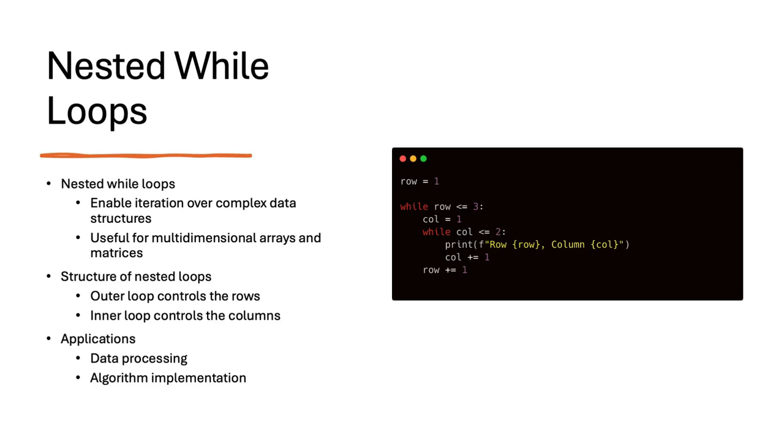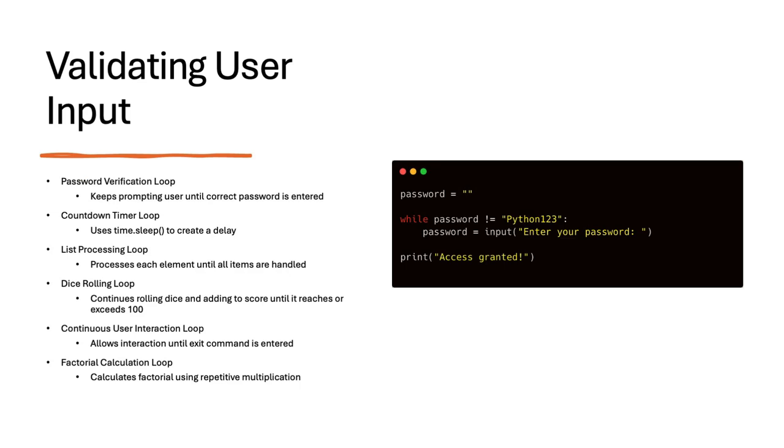Nested while loops are essential for iterating over multi-dimensional data structures. They are particularly useful for processing arrays and matrices, with the outer loop managing rows and the inner loop managing columns. Here are various examples of loop applications: verifying passwords, simulating countdown timers, processing lists, rolling dice until a score is reached, continuous user interaction, and calculating factorials.